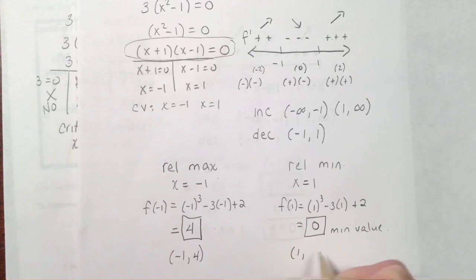And on your answer key for your homework, I just wrote the answers as ordered pairs. This is where it occurs, meaning the x value. This is what it is, the y value.